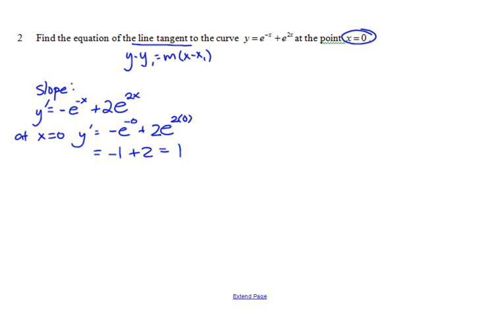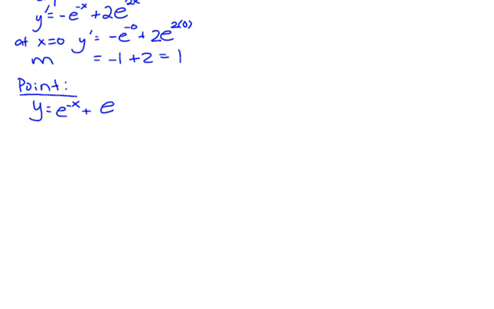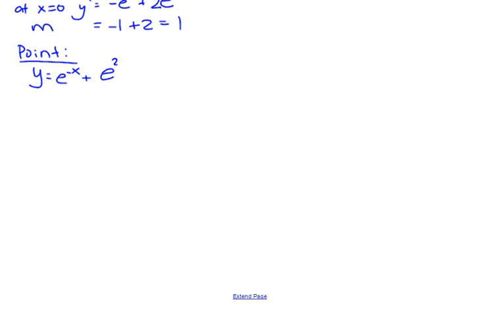So that's our slope. Okay, our point. Well, we have the equation for y equals e to the negative x plus e to the 2x. So at x equals 0, what's y? So y would be equal to e to the power of negative 0 plus e to the power of 2 times 0. Remember, anything to the exponent of 0 is what? 1. So we get 1 plus 1, 2.